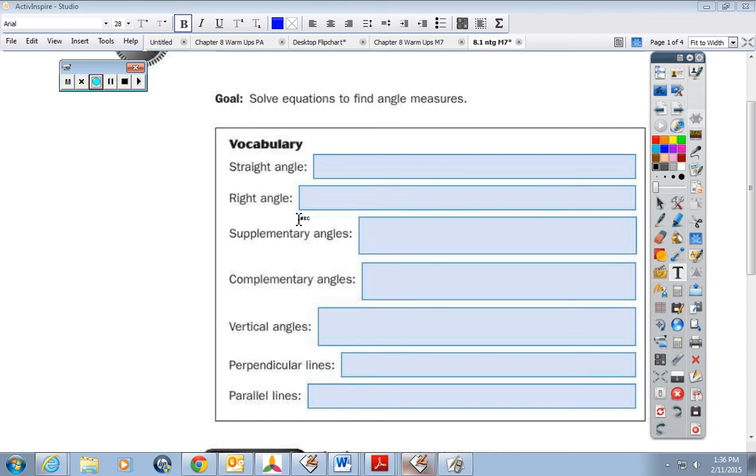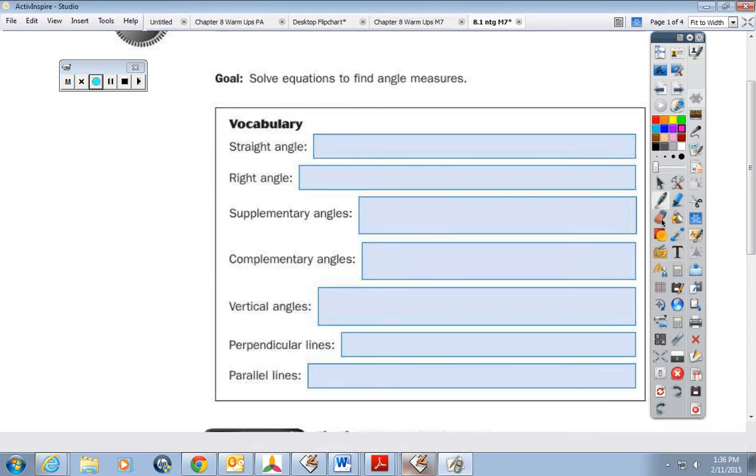The majority of this stuff is vocabulary. The math part of it is not that different. Okay, so a straight angle. A straight angle is an angle whose measure is 180 degrees.